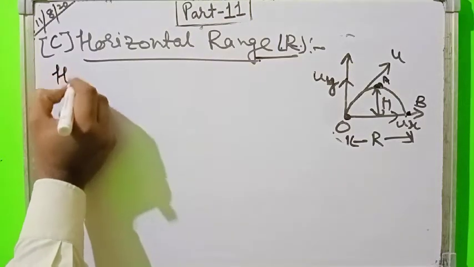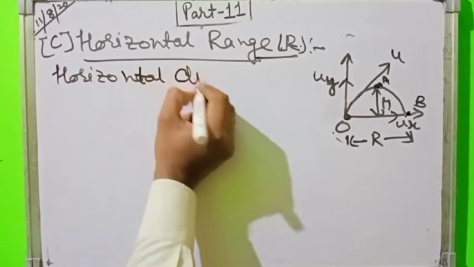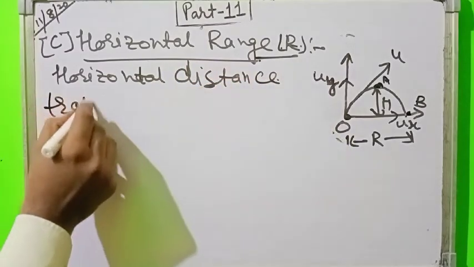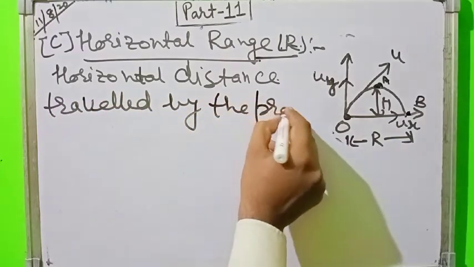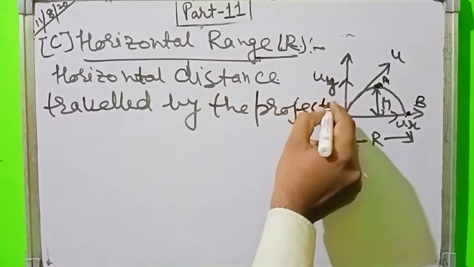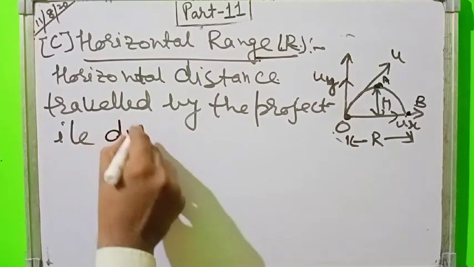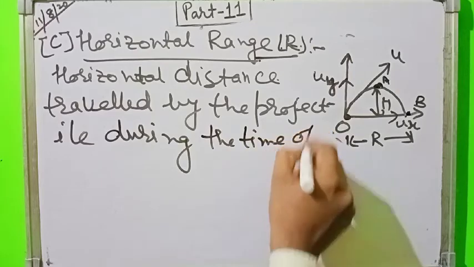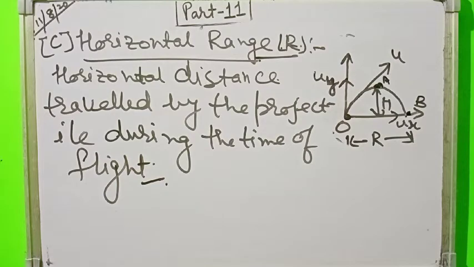It can be defined as the horizontal distance traveled by the projectile during the time of flight. During the time of flight, whatever the horizontal distance traveled by the projectile.